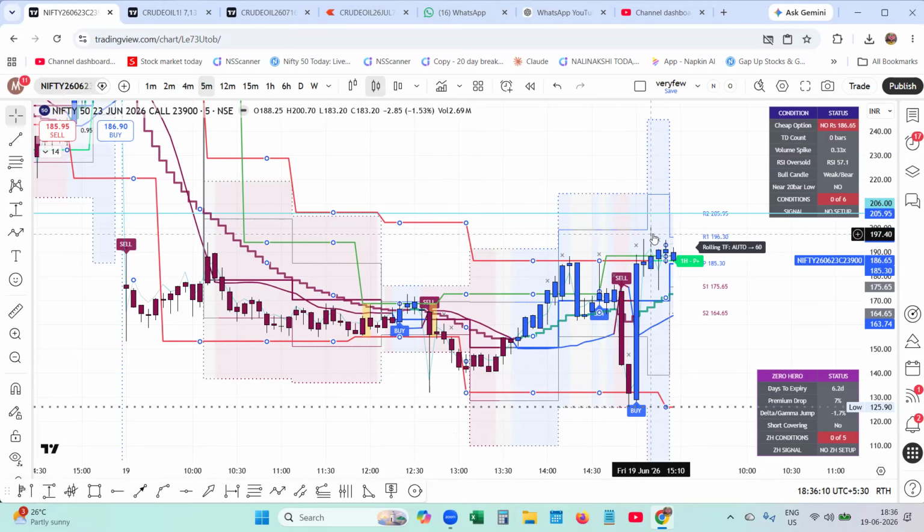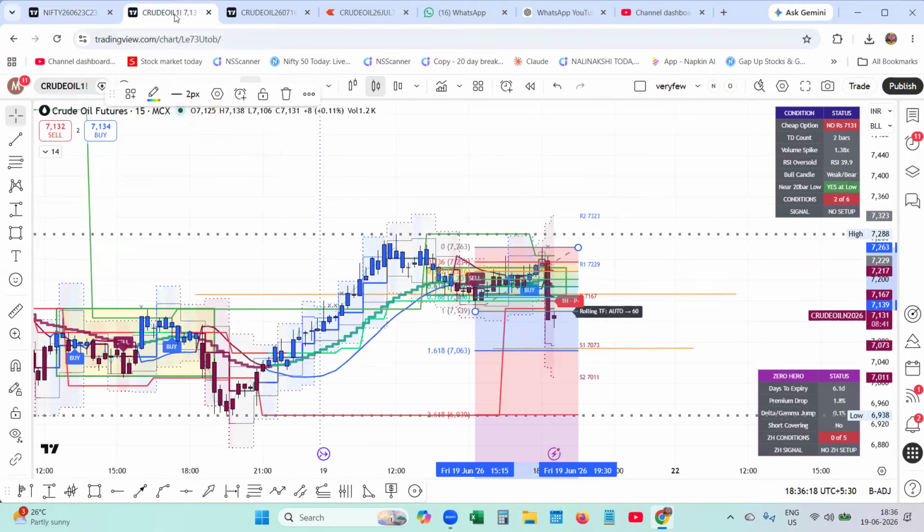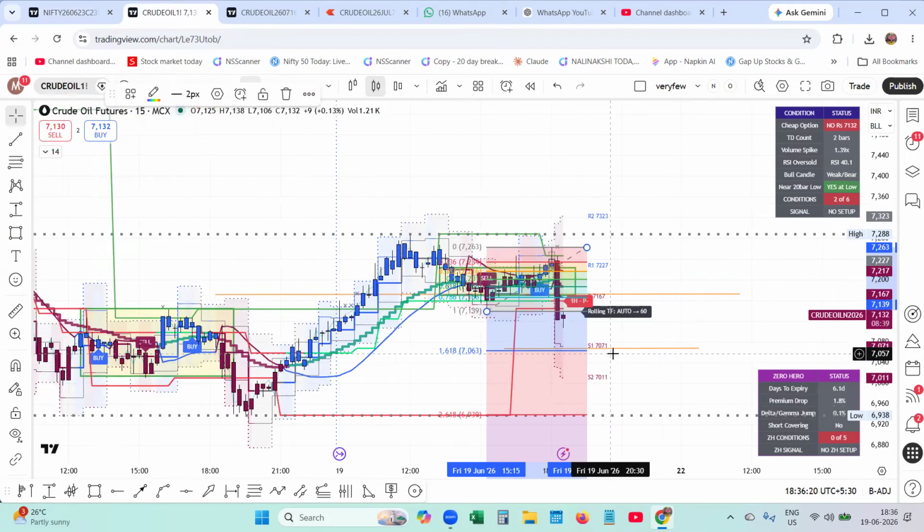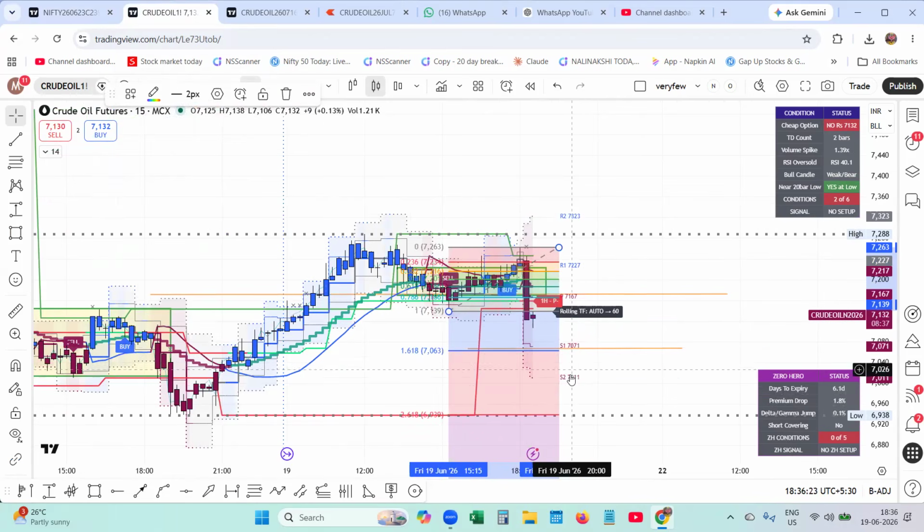This is the beauty of the indicator. So the indicator is very good. It gives you buy and sell alerts. Let us go back to the crude oil. Let us see what it's doing. It is going sideways. So you need not trade this.